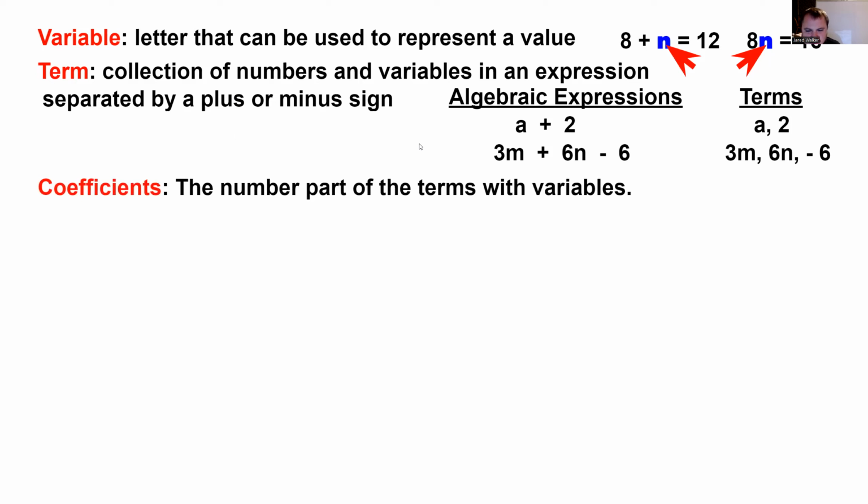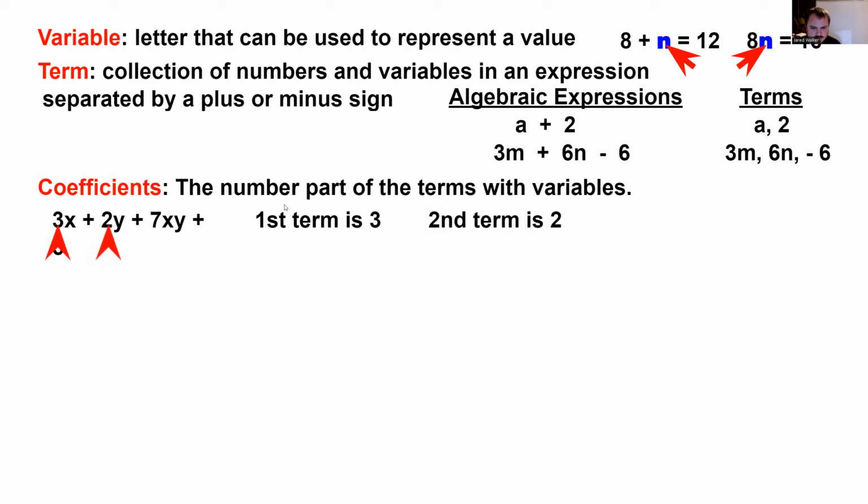Coefficients. A coefficient is the number part of the term. So it'll typically be a number in front of a variable. So right here, if you have 3x plus 2y plus 7xy plus 5. I don't know why this became uneven, but we'll just roll with it. So the first term is 3, not 3x.